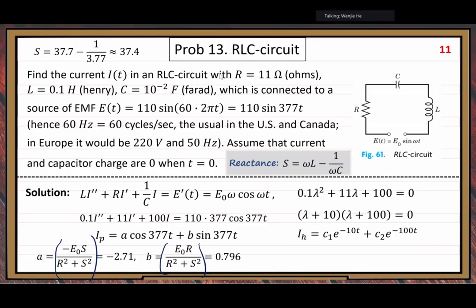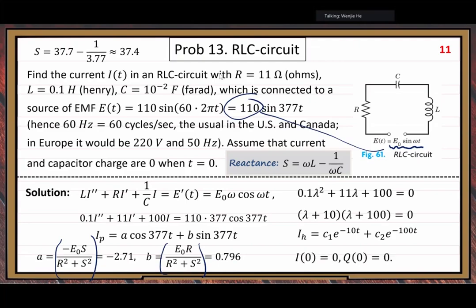So E0, you have E0, the coefficient. We didn't mention E0, but you look at the form here. You know E0 because E0 is the leading coefficient of that sine function, which is 110. So you plug in, and you can find the value of little a, little b.